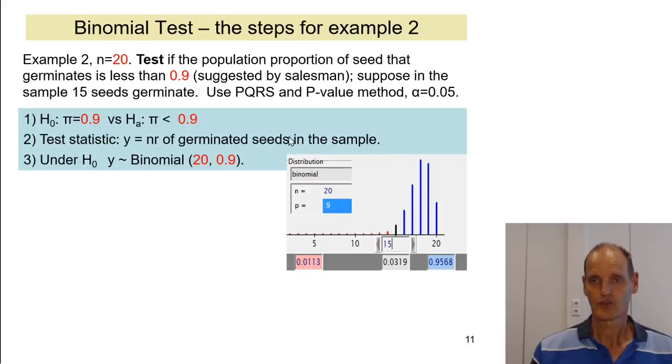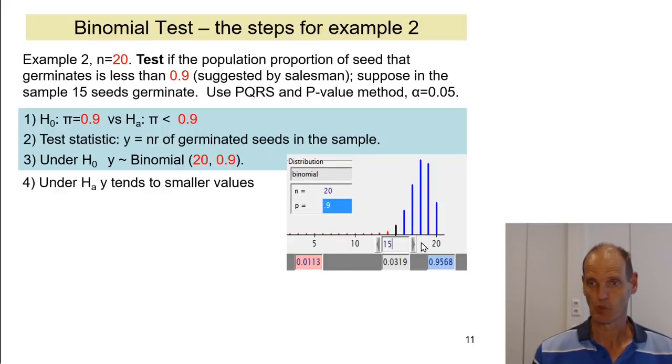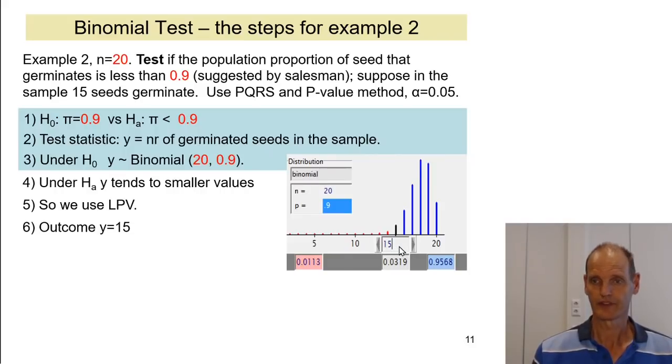First I should of course have shown the binomial distribution. Well, here you can see that, and you can also see that you would expect around 18 successes. 20 times 0.9 is the expected value. Under HA, y tends to smaller values, so we use the left-tailed p-value. Outcome, y is 15. We see that here in the graph. And now we can also find the left-tailed p-value.